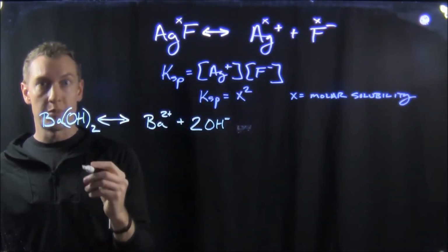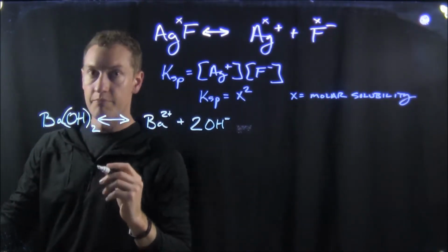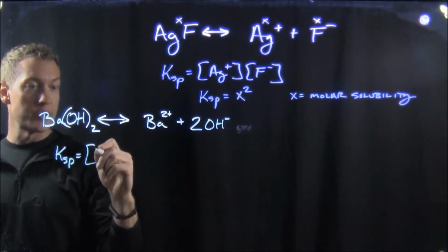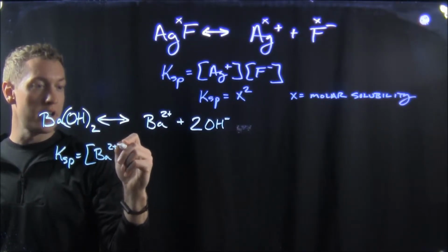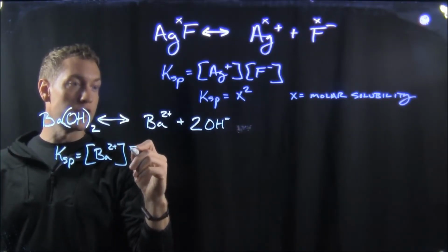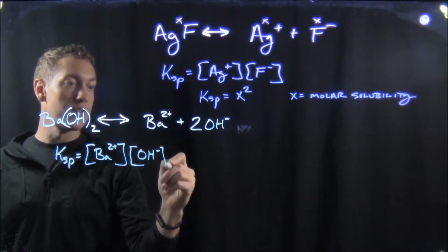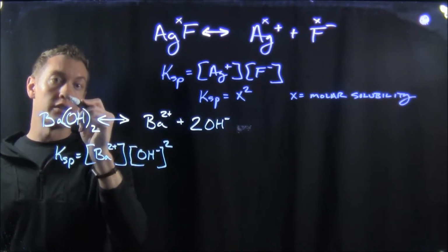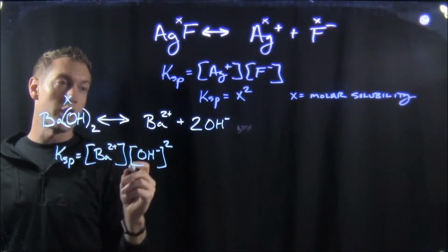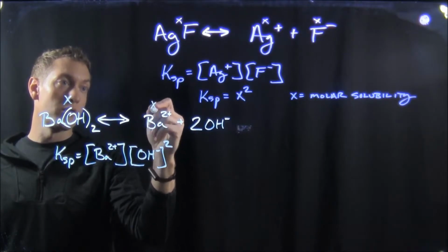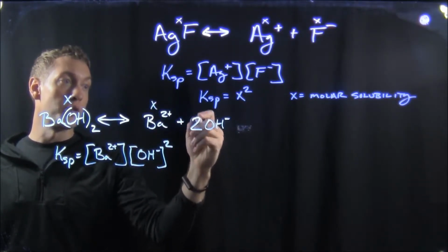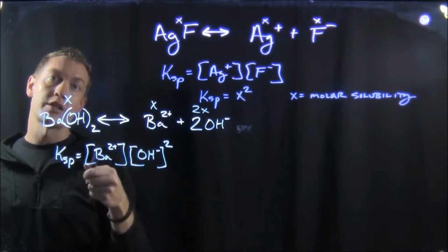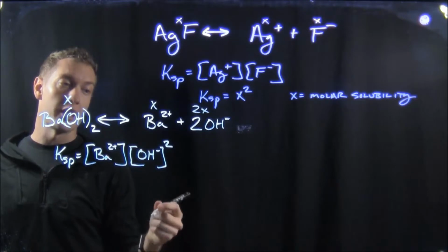Then when you set up your KSP expression, it would be KSP equals the concentration of barium ion times the concentration of hydroxide ion squared. Then if you think about it, if X amount of the barium hydroxide dissolves, you're going to get the same amount of barium ion, but you would get 2x of the hydroxide ion, because for every one barium hydroxide that dissociates, you get 2 hydroxide ions.